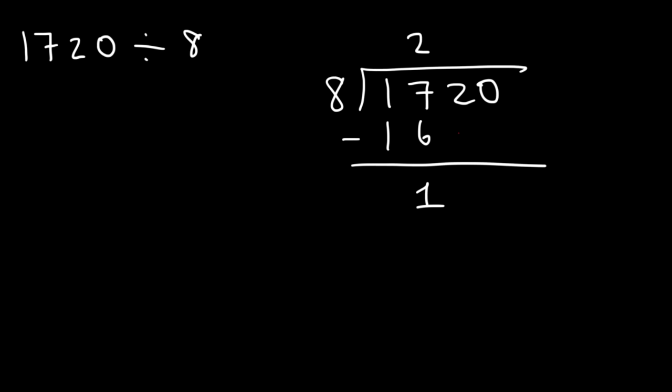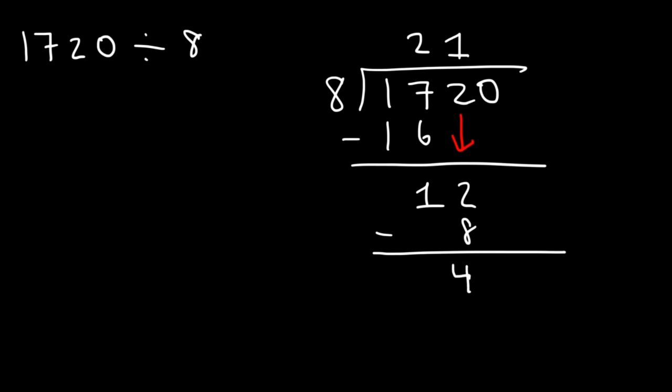Now, let's bring down the next digit. So now, how many times does 8 go into 12? 8 goes into 12 1 time. 1 times 8 is 8. 8 times 2 is 16, which is more than 12, so that's too much. And now let's subtract. 12 minus 8 is equal to 4.